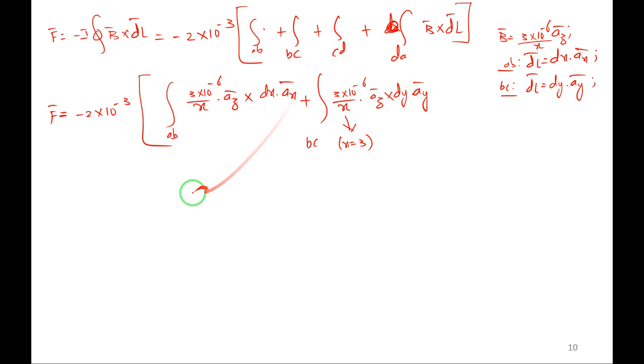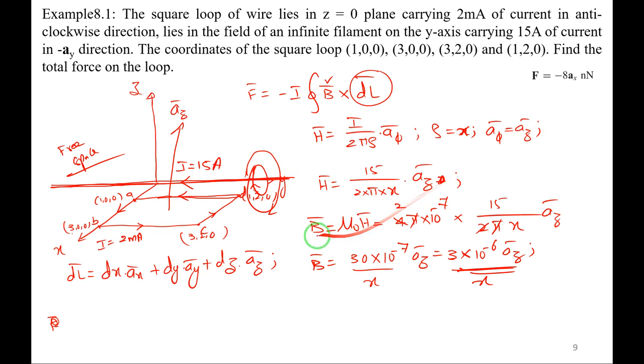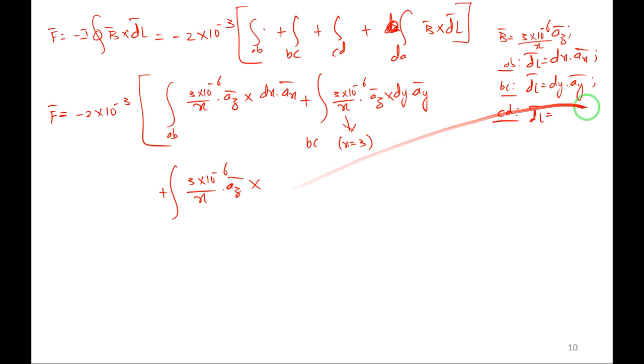The next CD plus, I will write it here below. So 3 into 10 power minus 6 by x into az cross, along CD, what is the dl vector? Along CD, once again, it is along the x axis. Only I have x component, I don't have y and z. So dl is equal to dx into ax. So plus, it is once again integration with respect to x. No need to substitute x here, because with respect to x we have to integrate. Then CD is over.